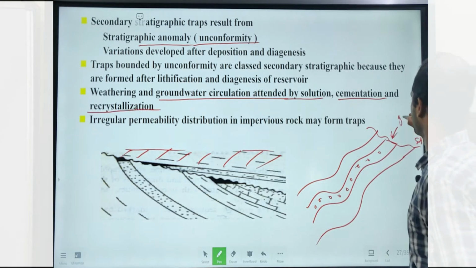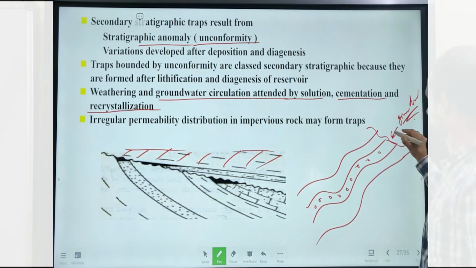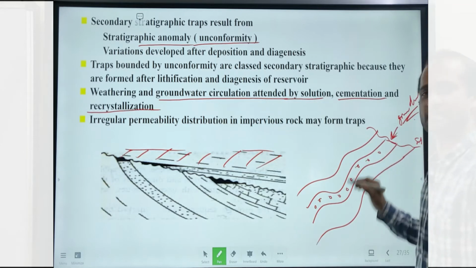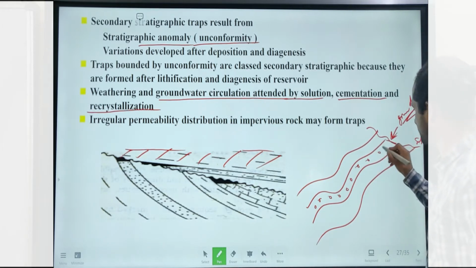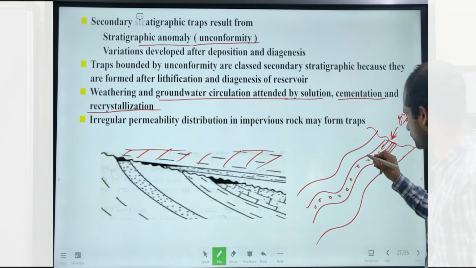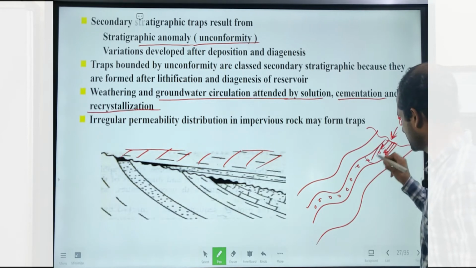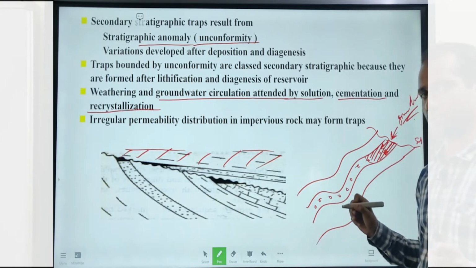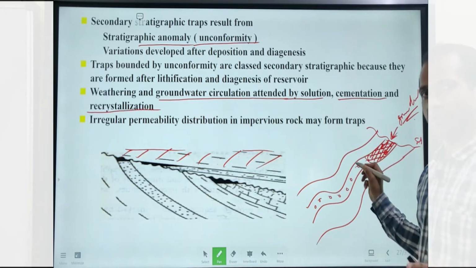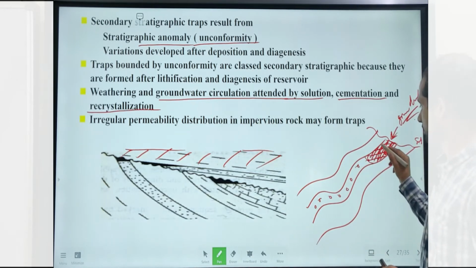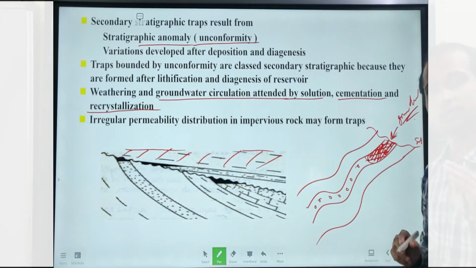So groundwater will percolate from here, and suppose it is a feldspathic sandstone, what will happen? The feldspar will get converted into kaolinite because of the weathering, and up to the extent to which this water has percolated, the entire feldspar in the arkosic sandstone will be converted into kaolinite, and if there are clay minerals, kaolinite over there, it will choke the permeability.